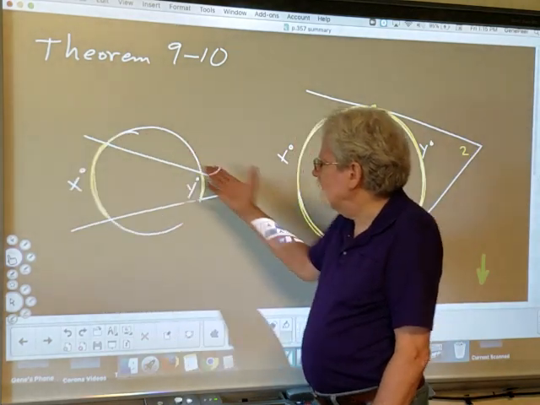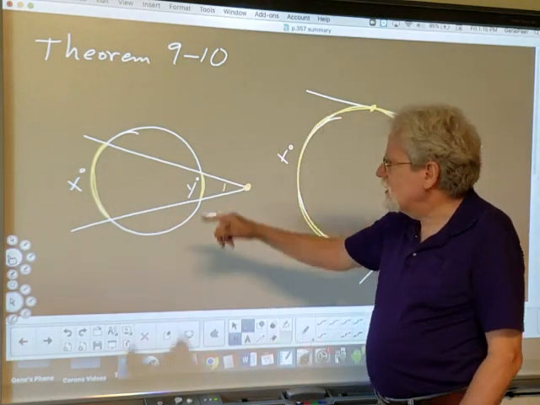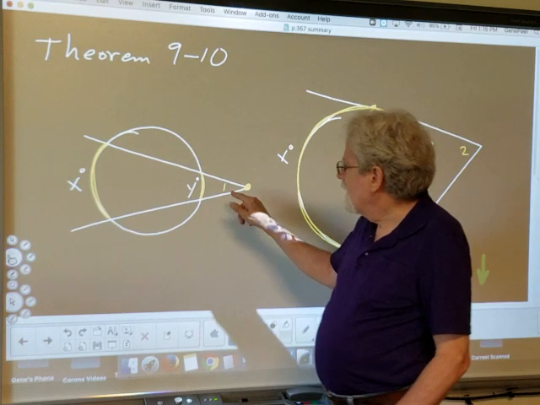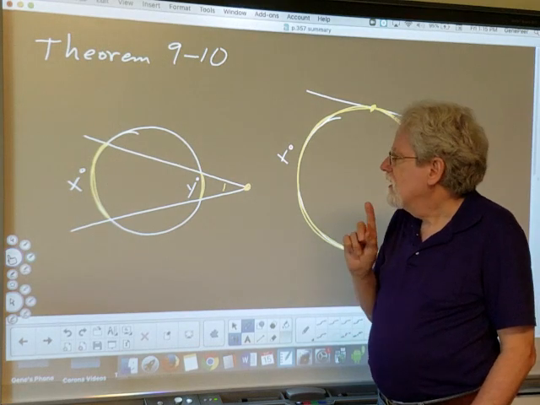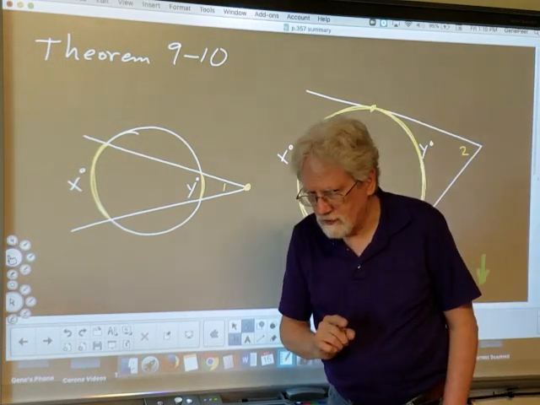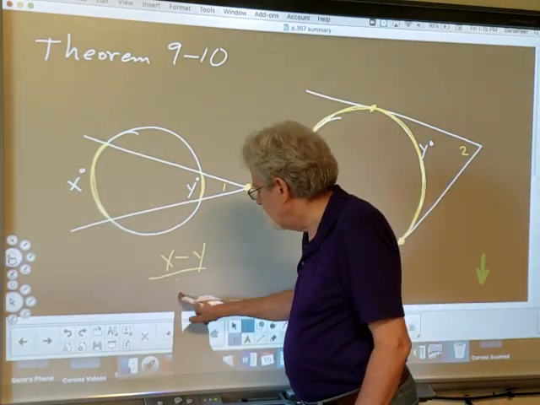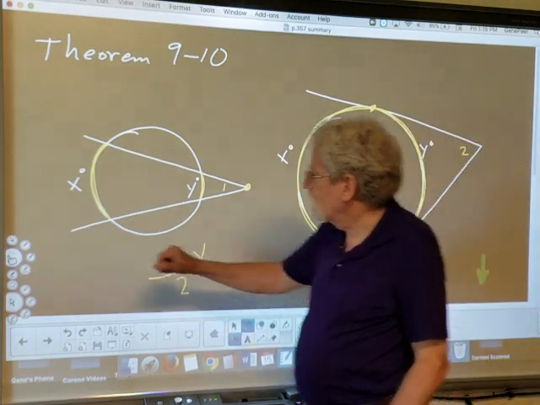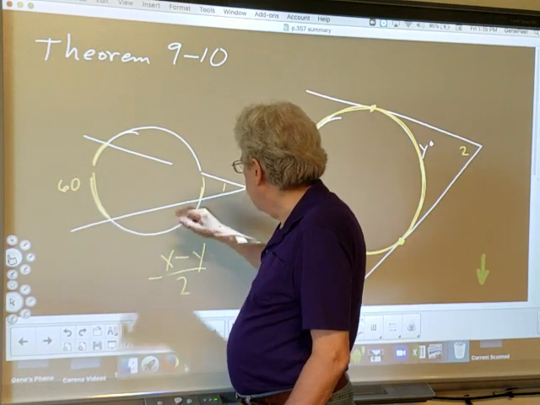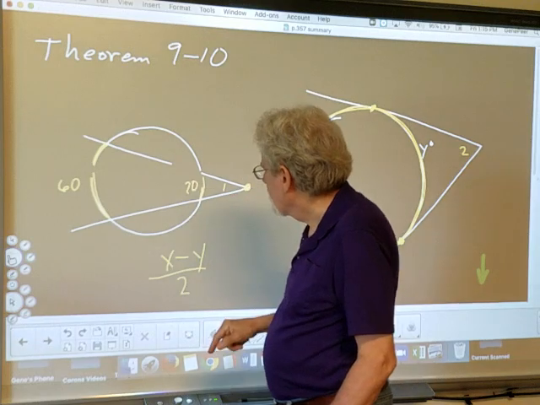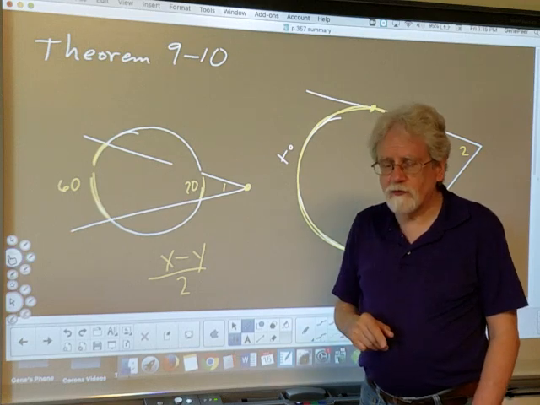So here we have two secant lines that meet outside the circle, right there. When two secants meet outside the circle, then the measure of the angle formed, angle 1 right there, will be half of the difference in the arcs. You'll take x minus y and divide by 2. So a quick example, if x were 60 and y were perhaps 20, 60 minus 20 is 40, half of 40, angle 1 has to be 20.